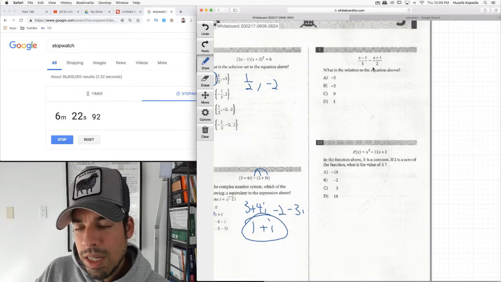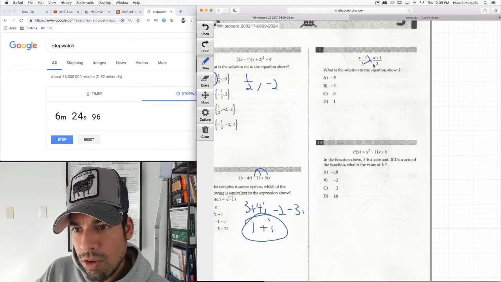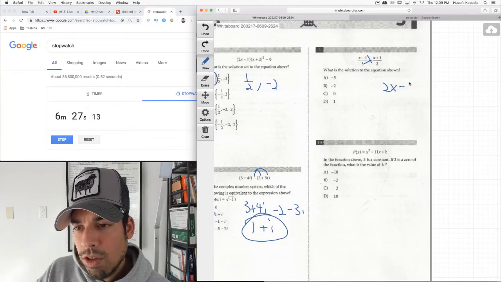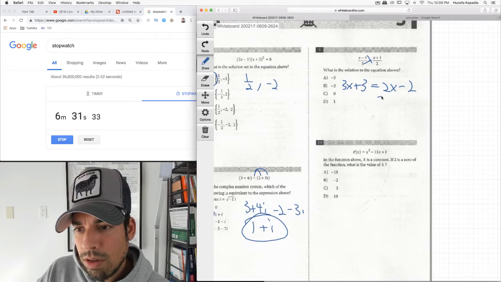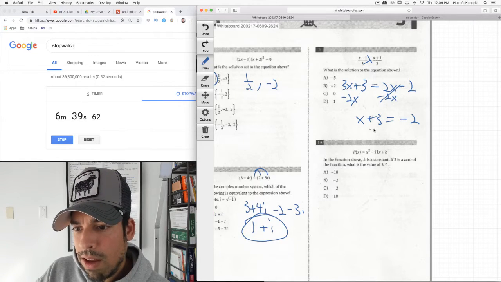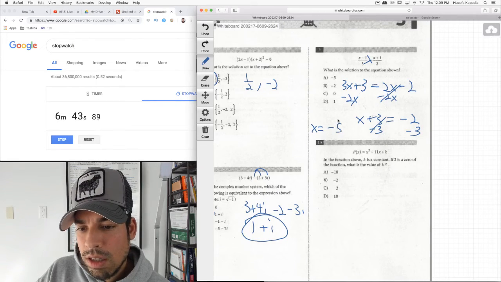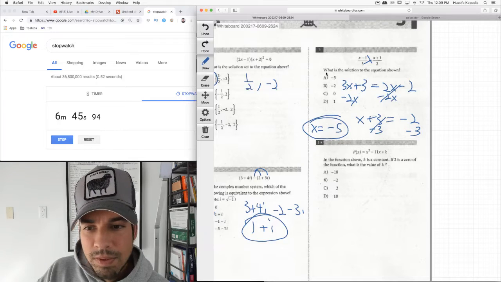X minus 3 equals. All right, what's the solution? Let's cross multiply. Boom, boom. So it's 2x minus 2 equals 3x plus 3. Subtract 2x from both sides, and we get x plus 3 equals negative 2, right? And then we subtract 3, x equals negative 5, which is A.